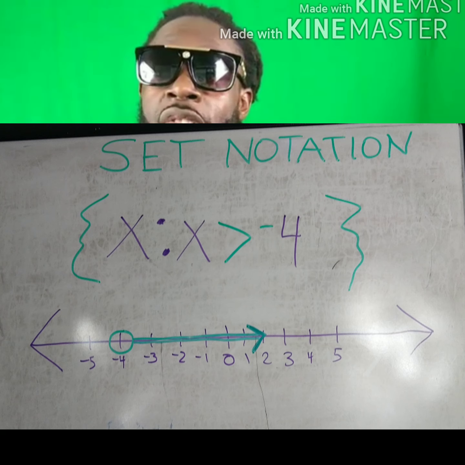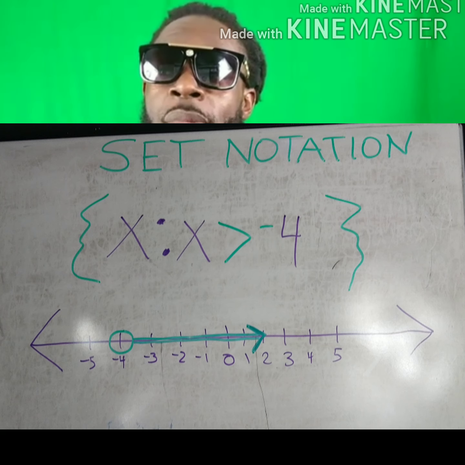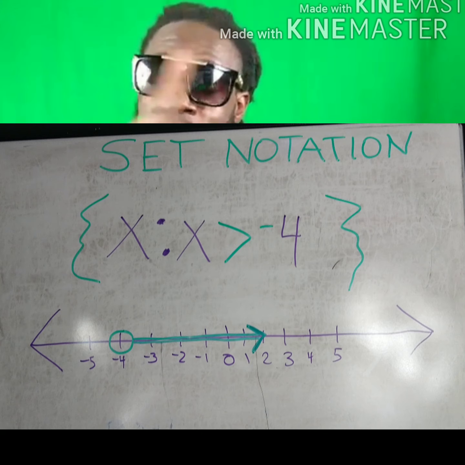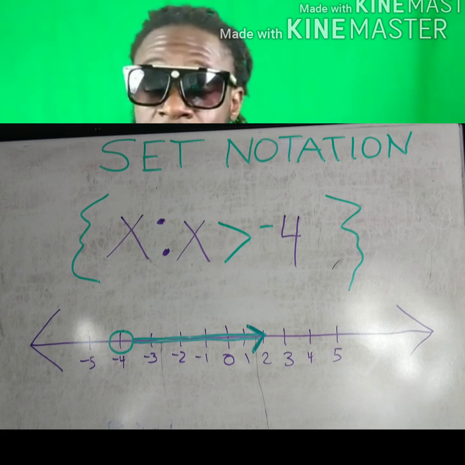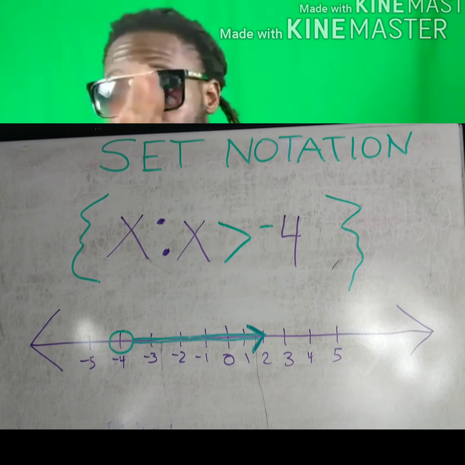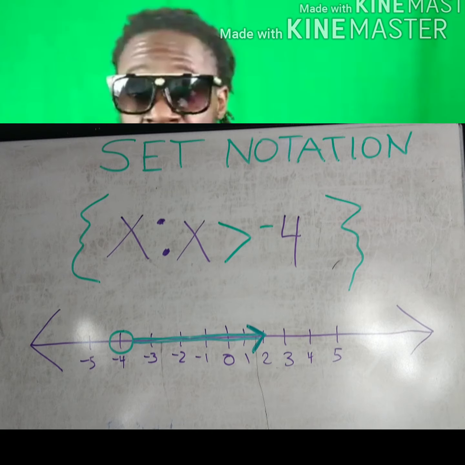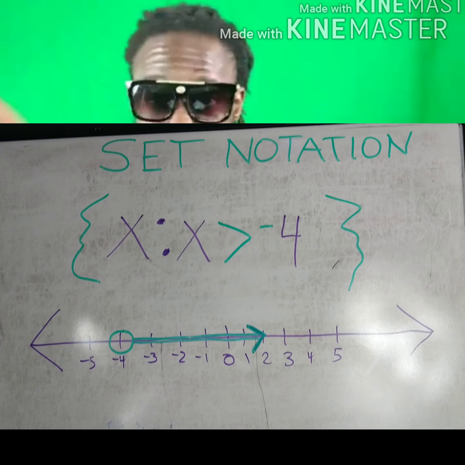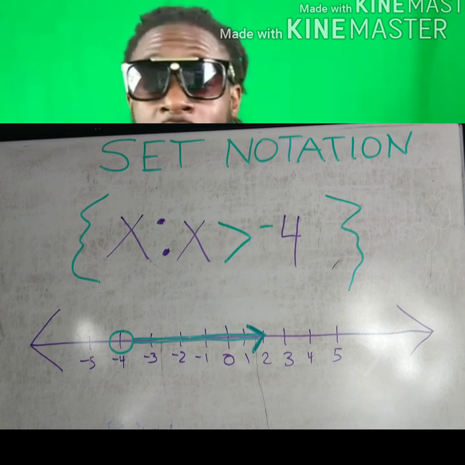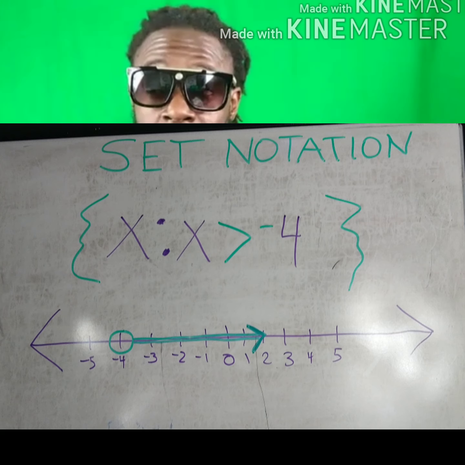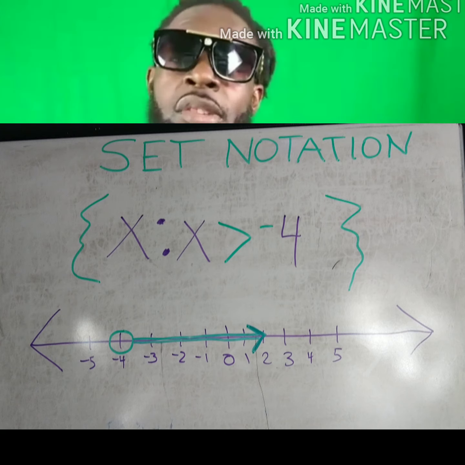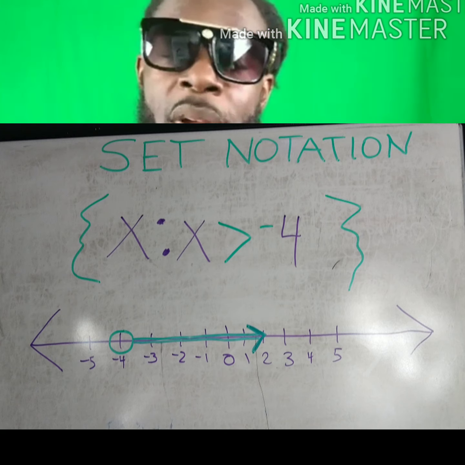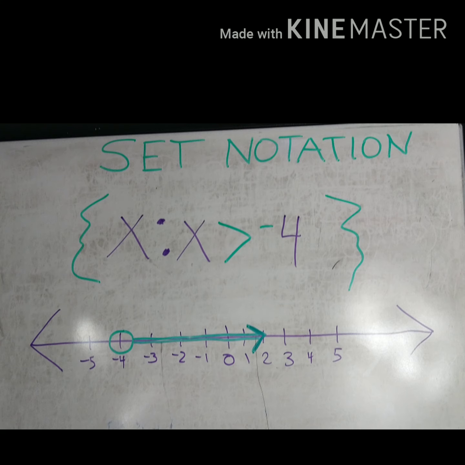Now the arrow on the right covers all the numbers greater than negative 4. Once you put the open circle on negative 4, you color in as many numbers as you want and put a little arrow to show that x is greater than all these numbers. And that's the basics.